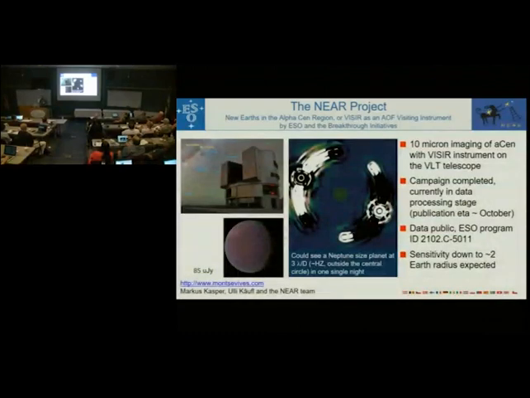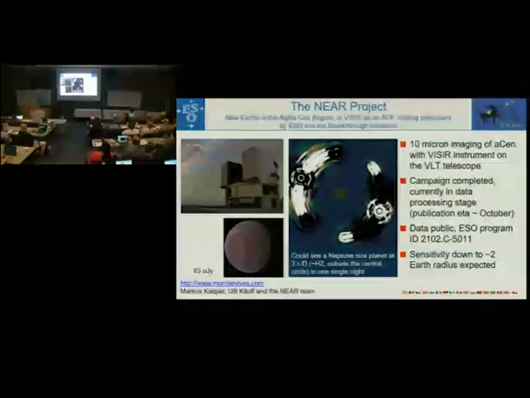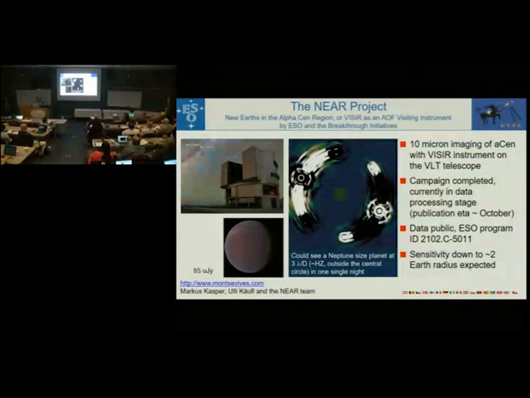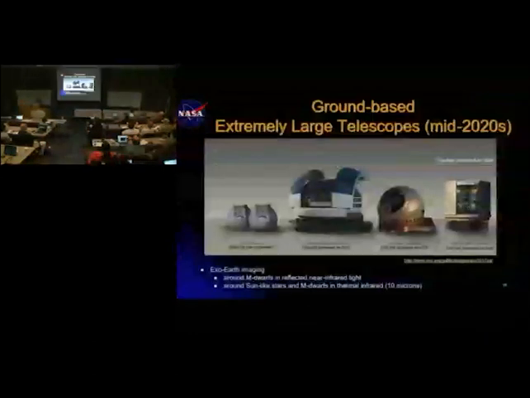Let me also mention ground-based concepts. So the NEAR project is looking at Alpha Centauri in thermal infrared, 10 microns, trying to detect planets that way. And they are trying to get down to 2 Earth radius. And they're planning a publication in October, so look for that. They might be able to detect something.